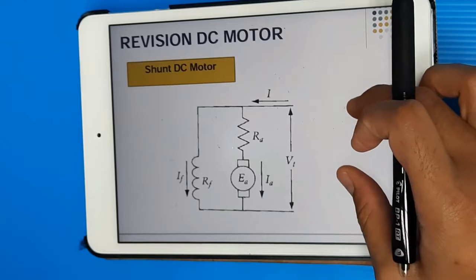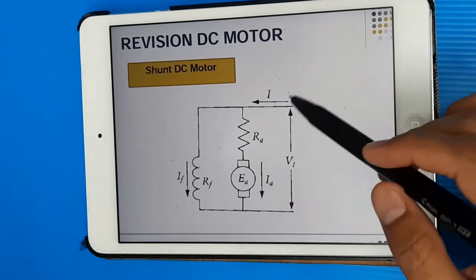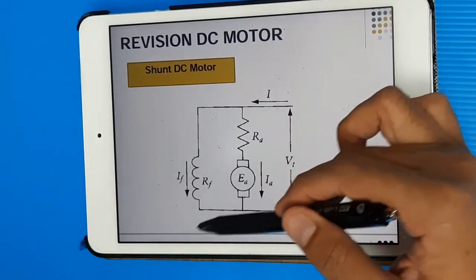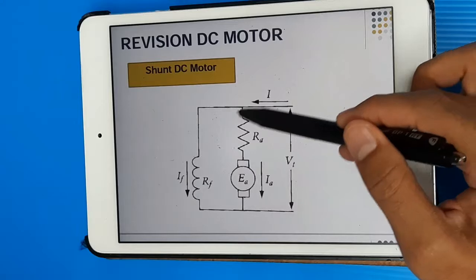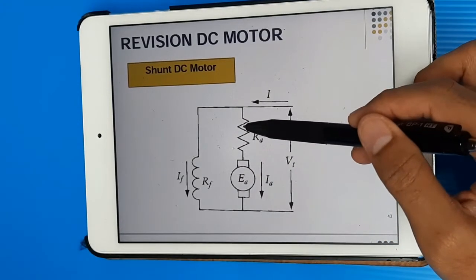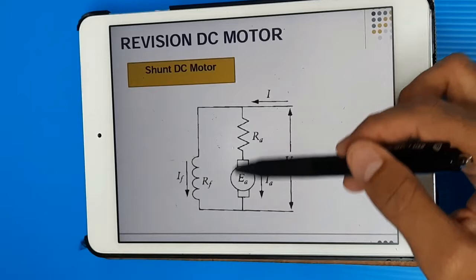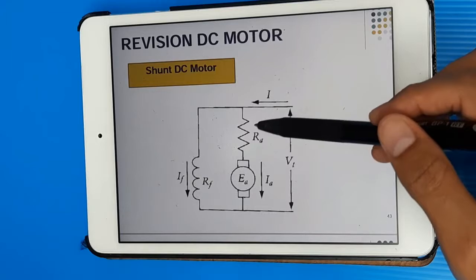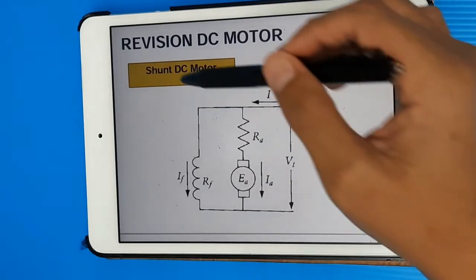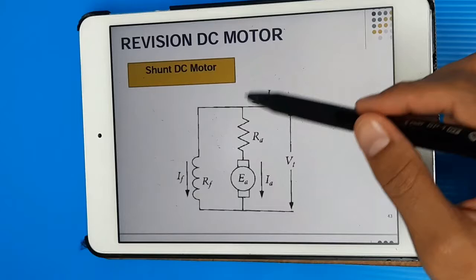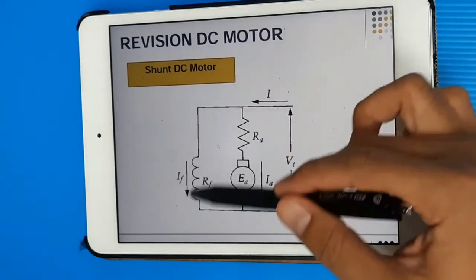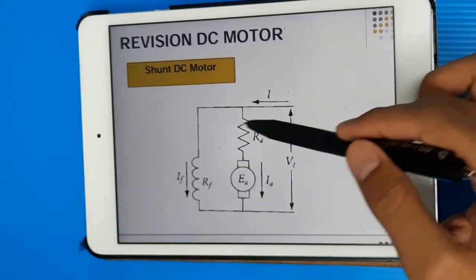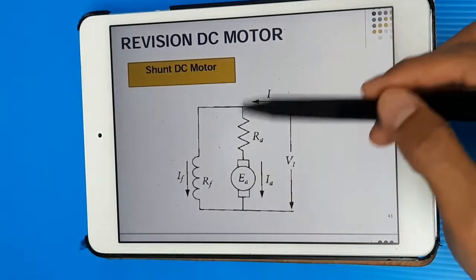Next one is shunt. Shunt DC motor: we also have a field circuit, and this is the armature circuit, RA and EA. Why shunt? Because this circuit is parallel between armature and field. So shunt is actually another name for parallel.